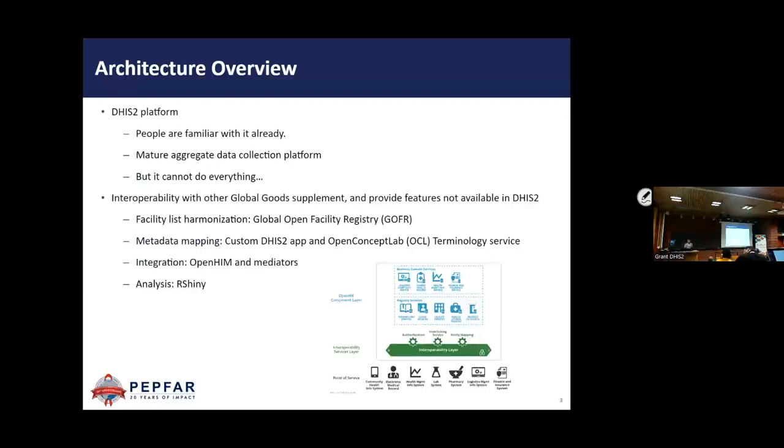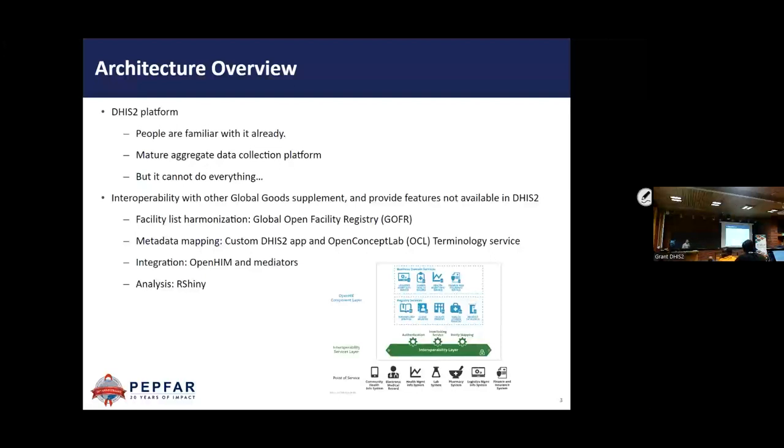So what we did is we used the Global Open Facility Registry, the GOFR tool, which actually is a global good developed by IntraHealth, which bolts on to DHIS2, so to say. There's an app that you plug into DHIS2. It uses the metadata from DHIS2 and it allows you to do a side-by-side comparison and then mapping of the facilities so that you can use this mapped data later to do the data ETL and then reporting.